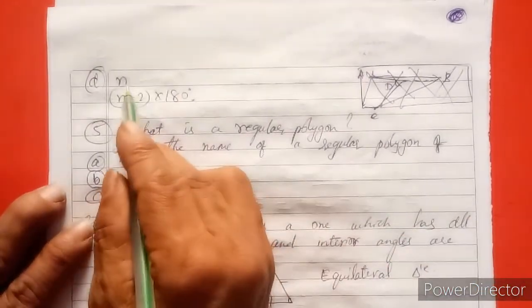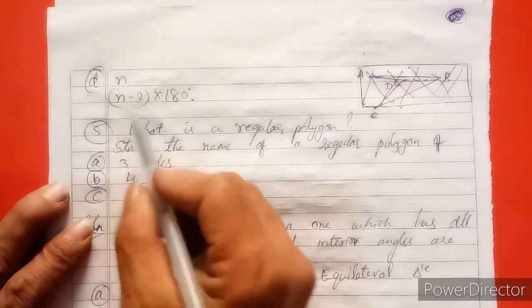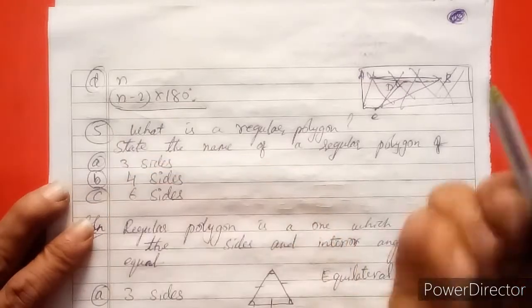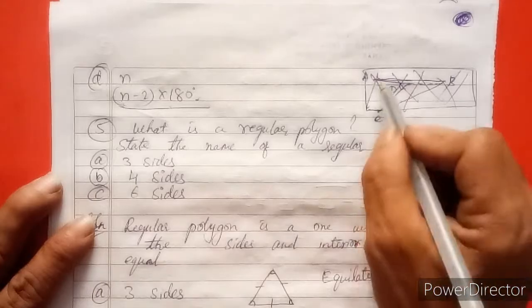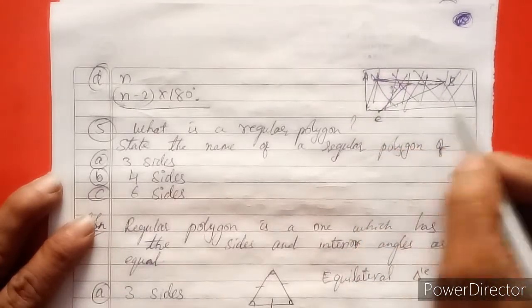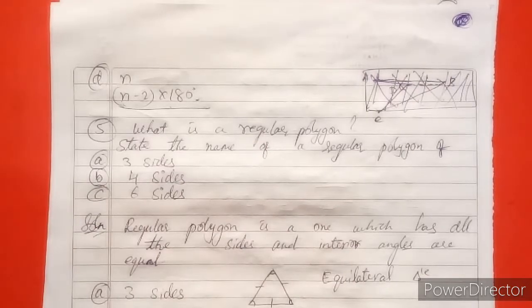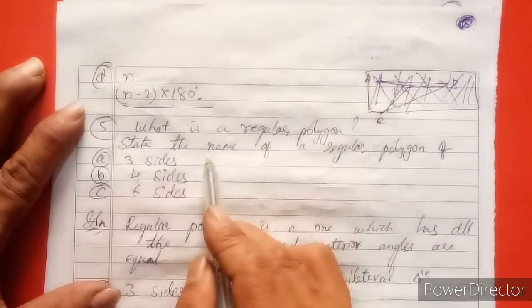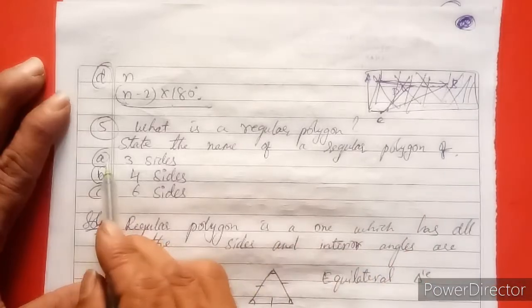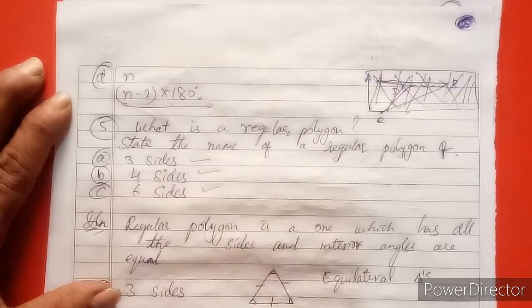So next, the fourth one is given as D1, I will explain the D part here. In the D part it is n, the number of sides is not given, we don't know what number will come, so we cannot solve this. So we can put it as it is: n minus 2 into 180 degree. We don't know the number of sides, so we can write it easily. So we cannot solve for this value. Next I would like to explain question number 5. And what is a regular polygon? State the name of the regular polygon: the first is 3-sided, the second one is 4-sided, and the third one is 6-sided.